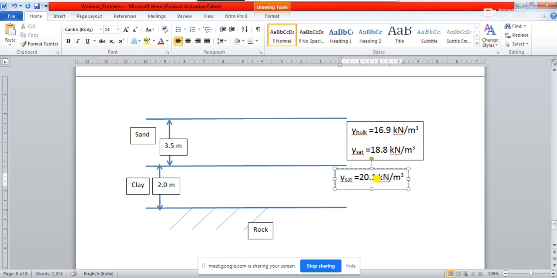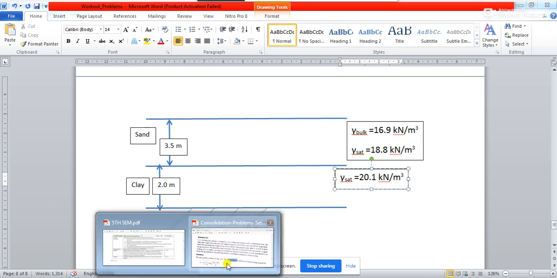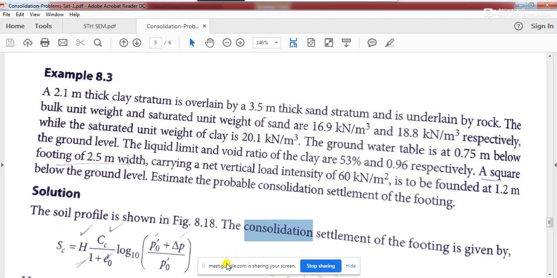So this is all about the stratum of the soil. You see this clay layer, and this clay layer is fully saturated. Now the problem talks about the water table. There is a presence of water table. The groundwater table is at 0.75 meter below the ground level.